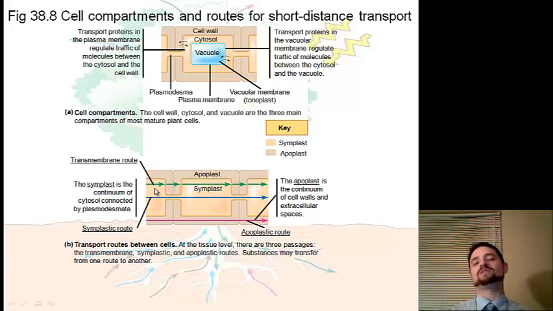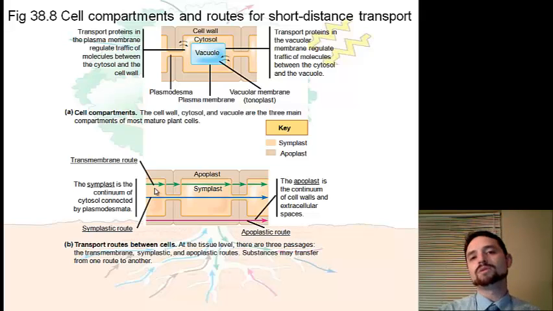Now, this route is actually very difficult for many substances, because you're talking about going from inside of the cell, out of the cell membrane, into the cell wall, to the cell wall of the next cell, through the cell membrane, back into that cell, so on and so forth, all the way down. That's going to take a lot of time, a lot of energy. Most substances don't travel regularly on a transmembrane route. Instead, they use one of the other two options.